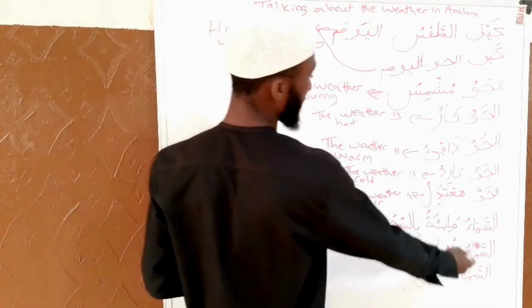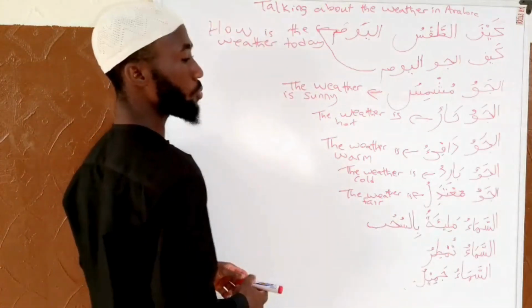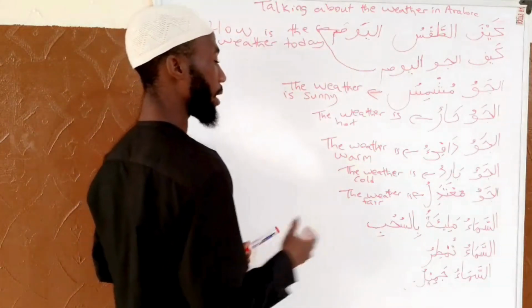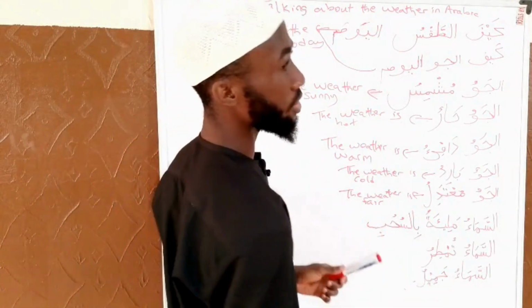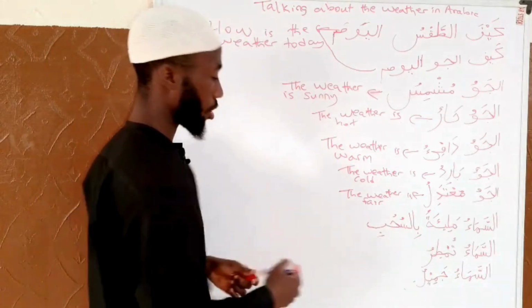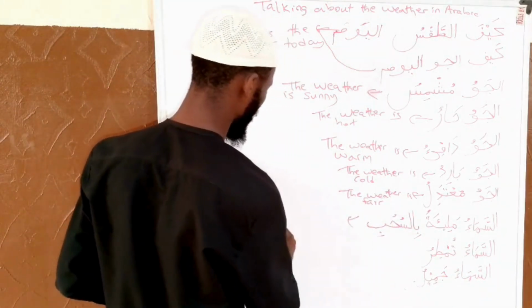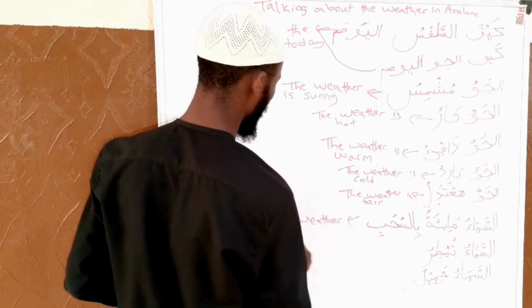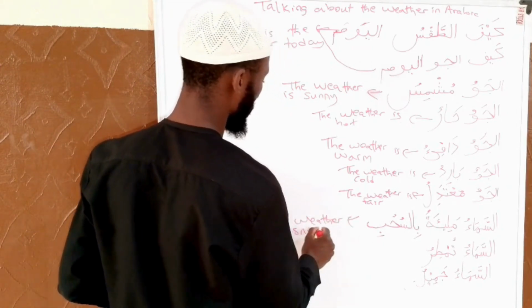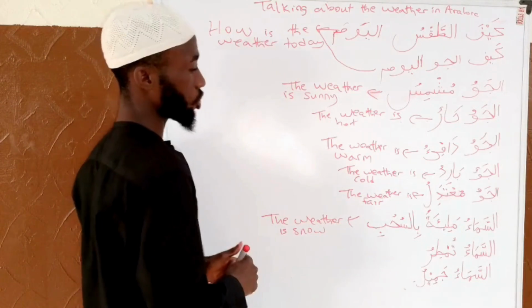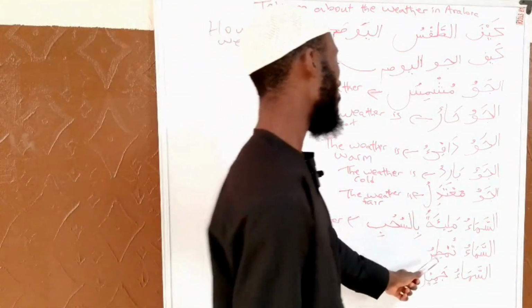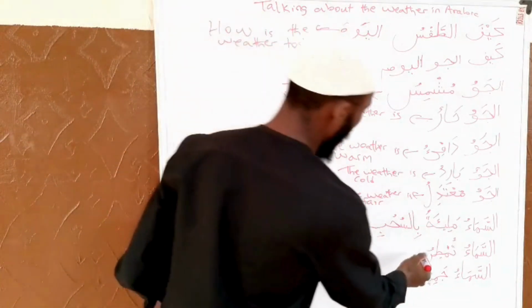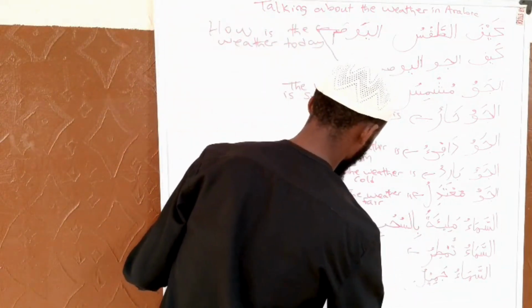Now we have as-sama'u mali'atu bis-suhubi. It means the weather is snow. Then we have as-sama'u tumtiru. It means the weather is rain.